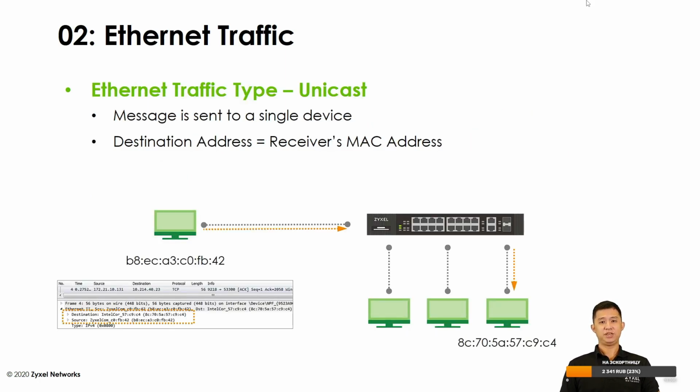Knowing the address in Ethernet, we'll then introduce the traffic types. The first one is called unicast. It means one-to-one communication. From the example, we can see a data communication is happening between a device ending with FB42 and another device ending with C9C4. In the packet captured, we can also see the address information is put inside.